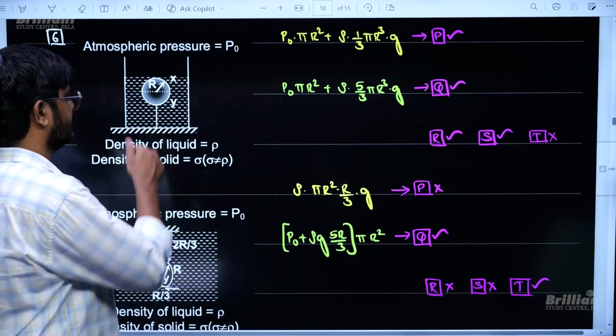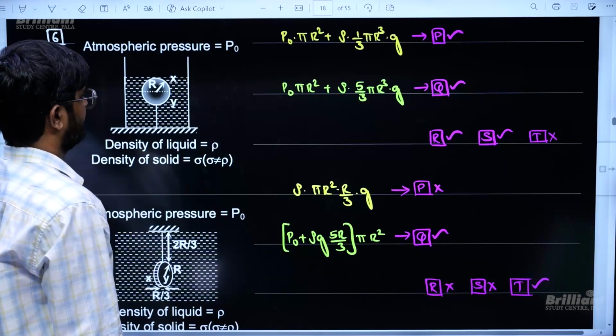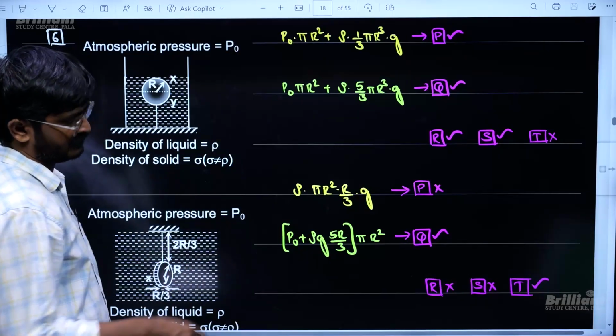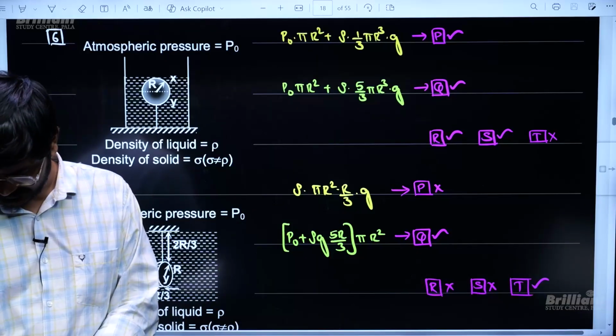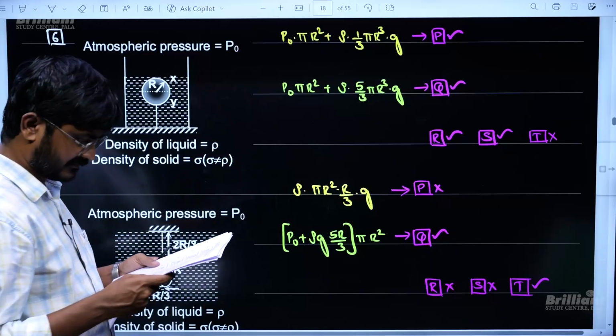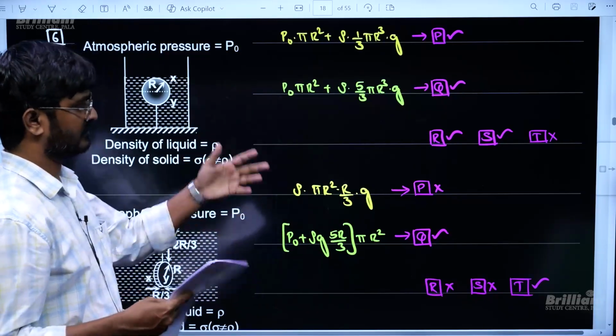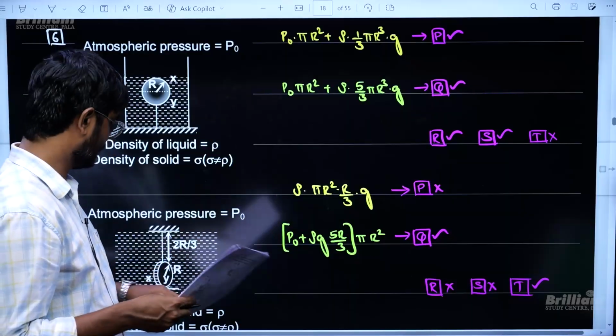String is tight, the meaning is buoyancy force is more than weight. So from there you will be getting the remaining options. Force of buoyancy on the sphere minus weight is certainly positive. Yes, that is correct. So R, S, T are easy options, you can do them by yourself.